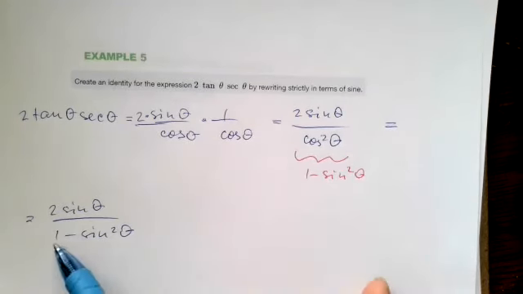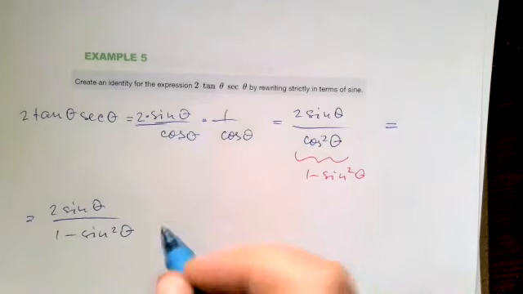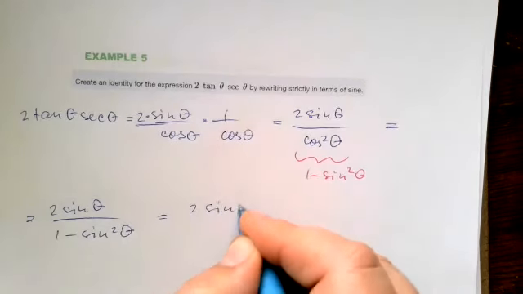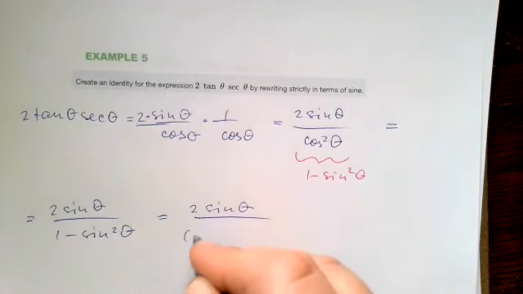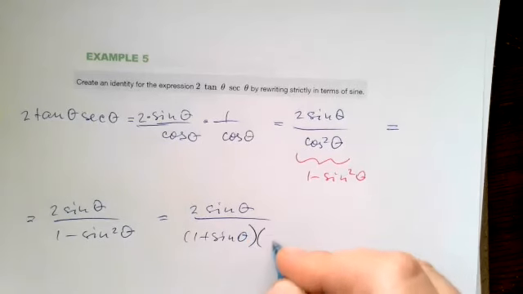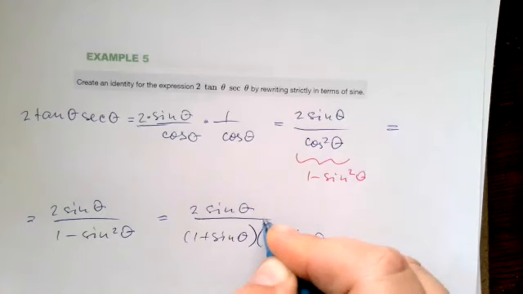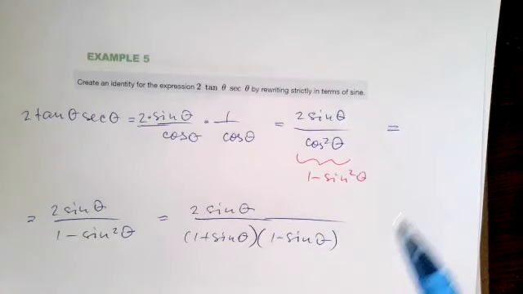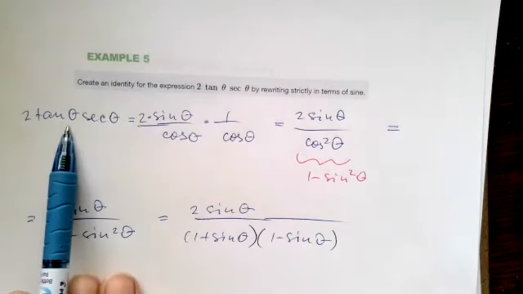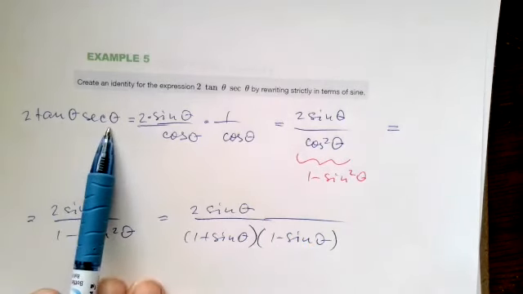What we could have done, we could notice that this is a difference of squares, and we could also write it as 2 sine theta over 1 plus sine theta multiplied by 1 minus sine theta, but this is it. And we know that this whole thing equals 2 tangent theta secant theta. So that would be in our identity.